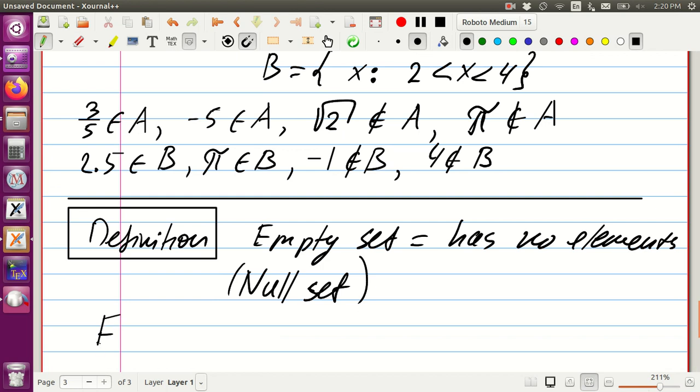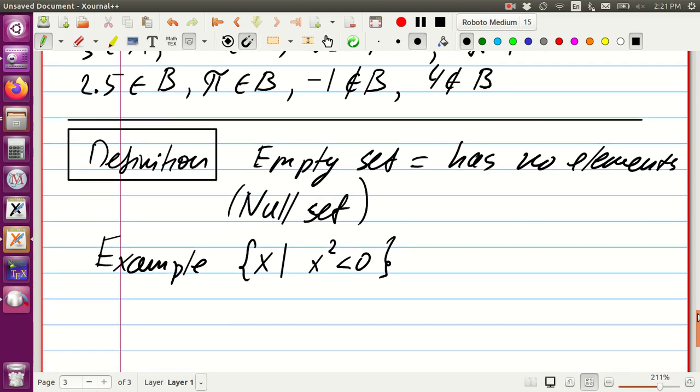So what would be an example? For example, if you take all x such that x squared is less than 0, it's not going to be possible, because if you take any number and you square it, it's at least 0 or bigger. Like 0 squared would be 0, but everything else squared will be bigger than 0. So this set wouldn't have any elements, and so this would be an empty set.